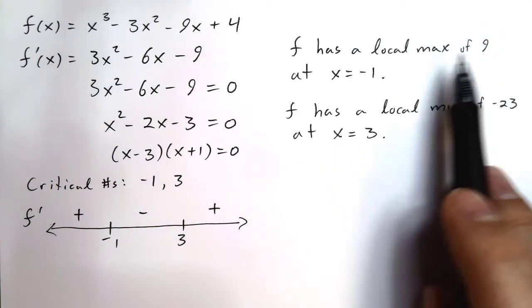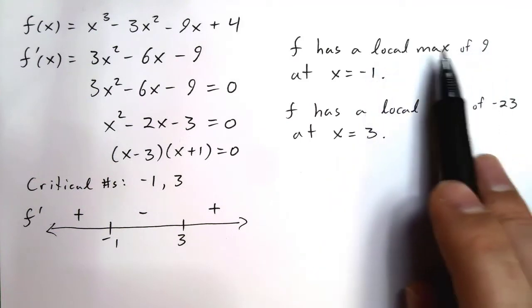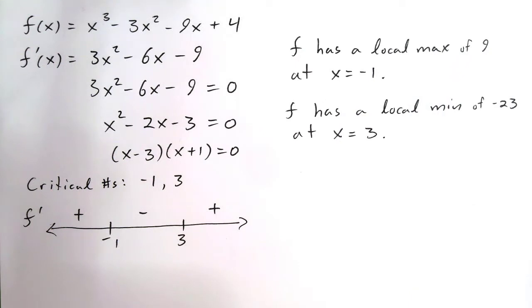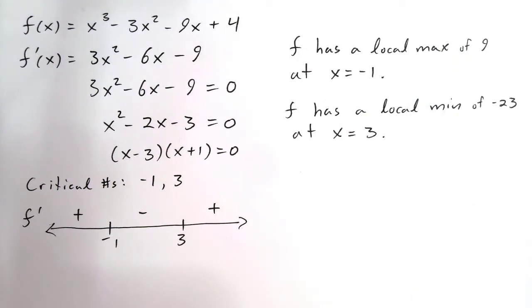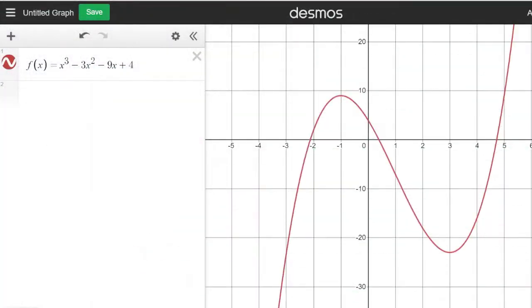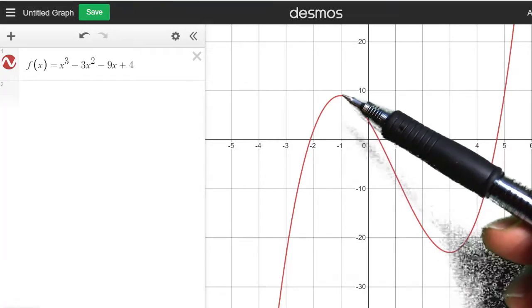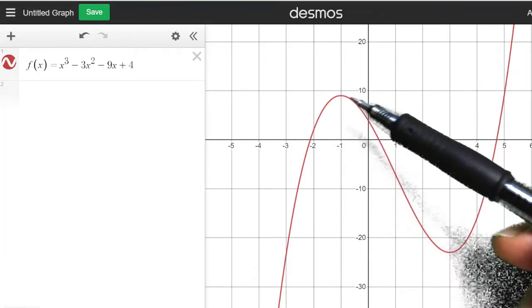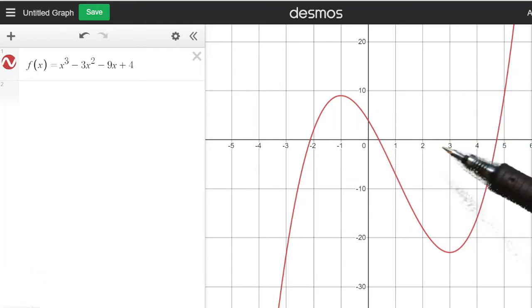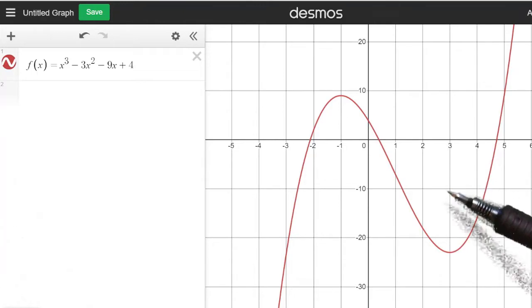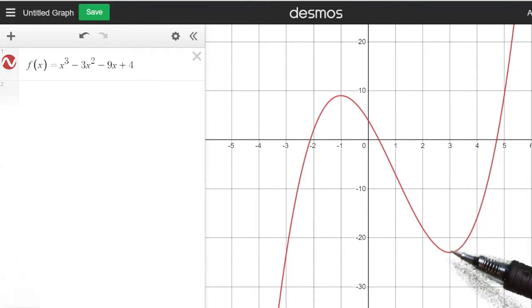So one thing you do want to distinguish here is the difference between these things, the value of the function and where that value occurs. And we can verify this looks correct by looking at the graph. And so you can see that the maximum over here occurs right here, and it happens at -1, and it has height 9. And we have a local minimum right over here. It occurs at 3, and it has height -23, just as we said.